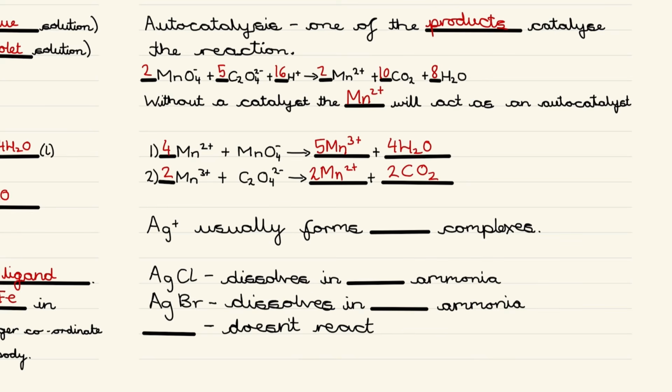Okay, so Ag+ usually forms linear complexes. And another thing, so silver chloride dissolves in dilute ammonia. Silver bromide dissolves in concentrated ammonia. And silver iodide doesn't dissolve.